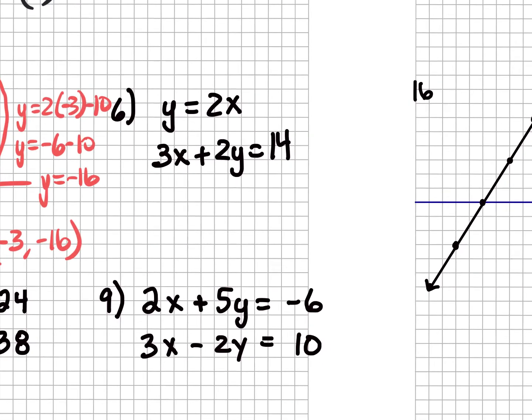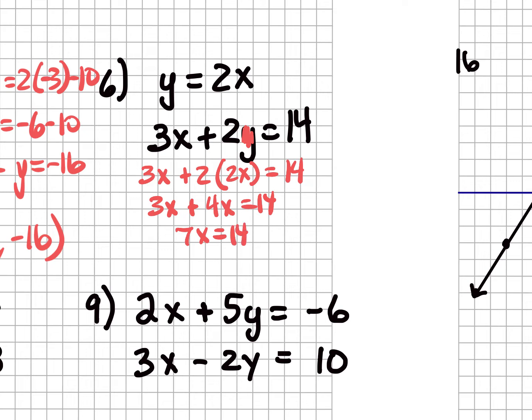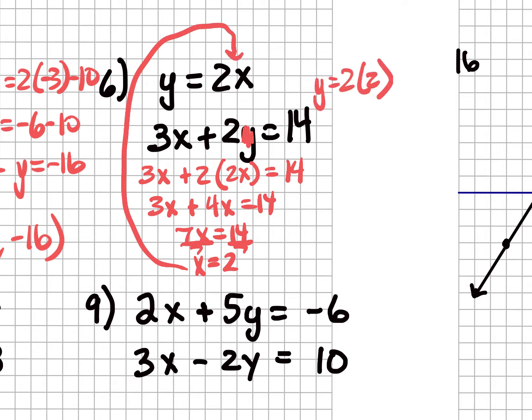All right, number 6. If y is 2x, then I can take out this y right here, and I can plug in 2x. So 3x plus 2 times, I'm taking out the y and plugging in 2x, equals 14. 3x plus 2 times 2x is 4x equals 14. 7x equals 14, x equals 2 once I divide by 7. So if x equals 2, I go back to the top. Y equals 2 times 2, y equals 4. The answer is 2 comma 4.